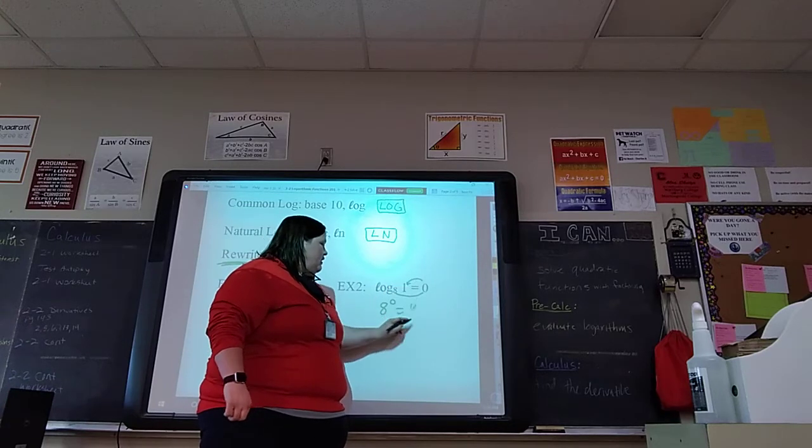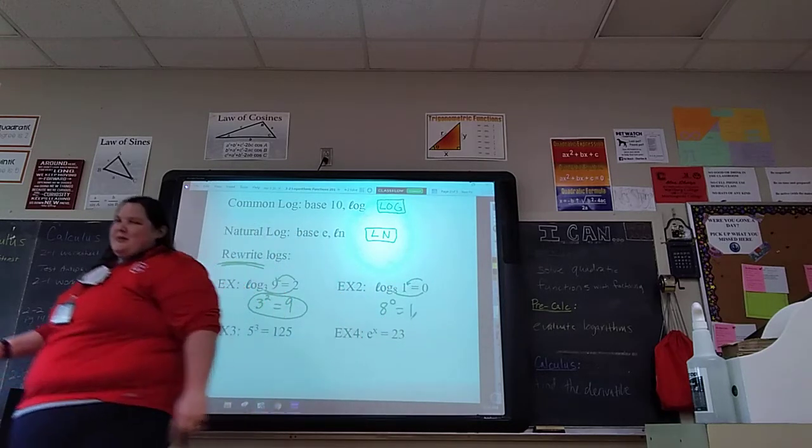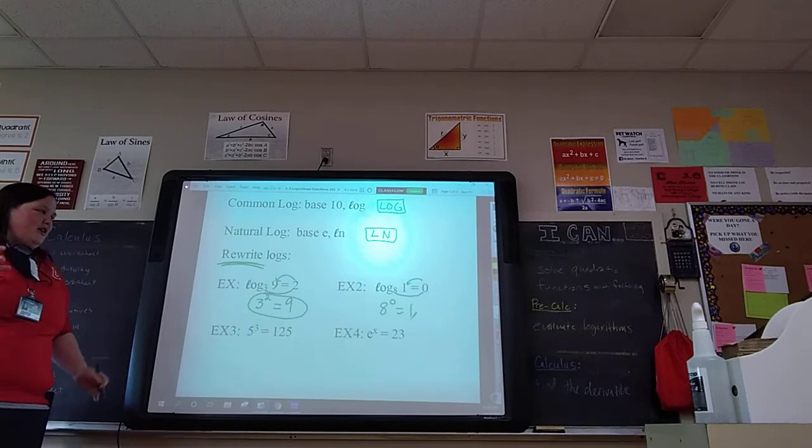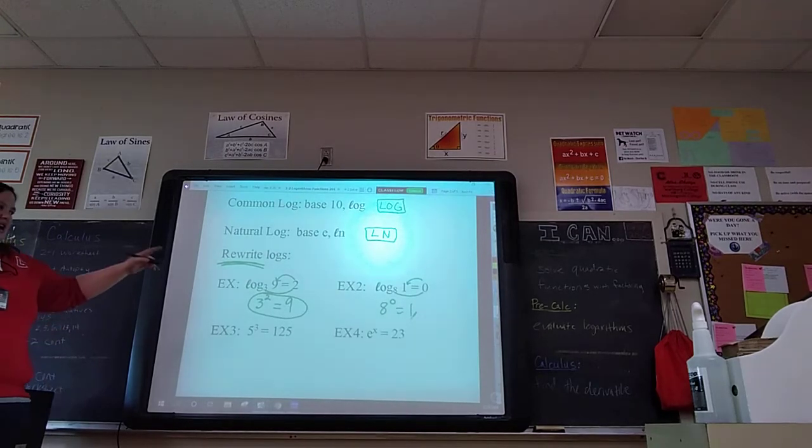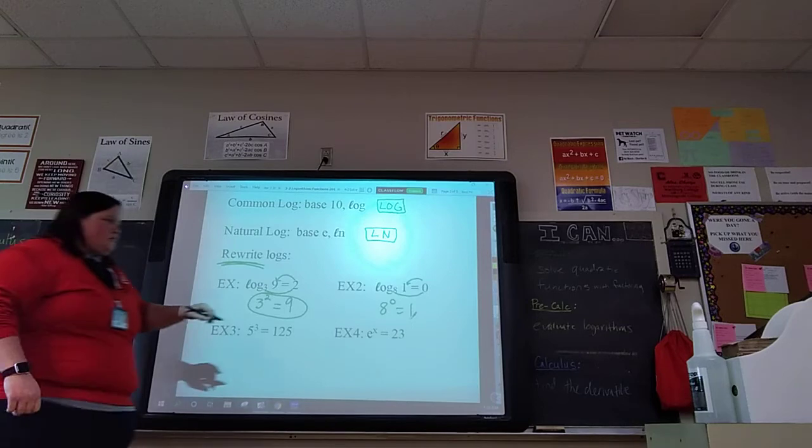Okay? And you may not remember the exponent rule. Anything raised to the 0 power is 1. That's why 8 to the 0 power is 1. Questions about logarithmic to exponential?